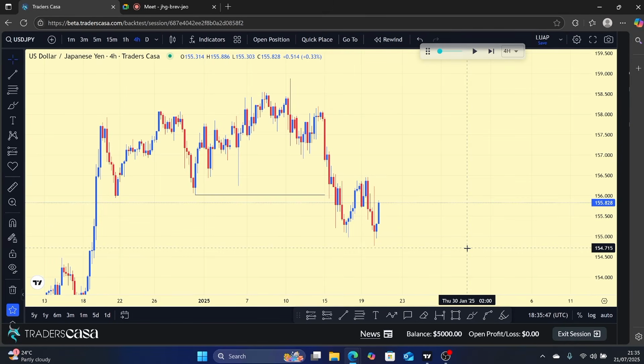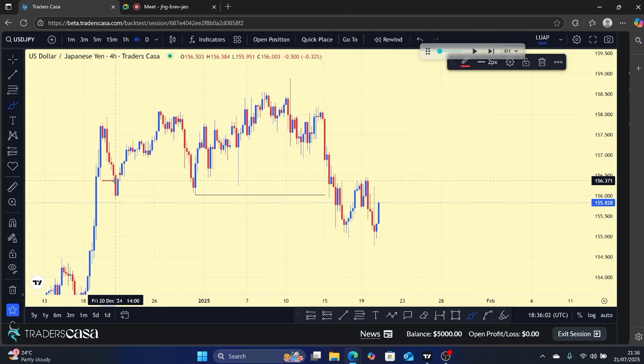All right, so today we are just freestyling and I'll be using the 4 hour. This is USD JPY and you can clearly see where I'm starting. That is January 2025. Yeah, so clearly we can see this one here. Let me just write here.